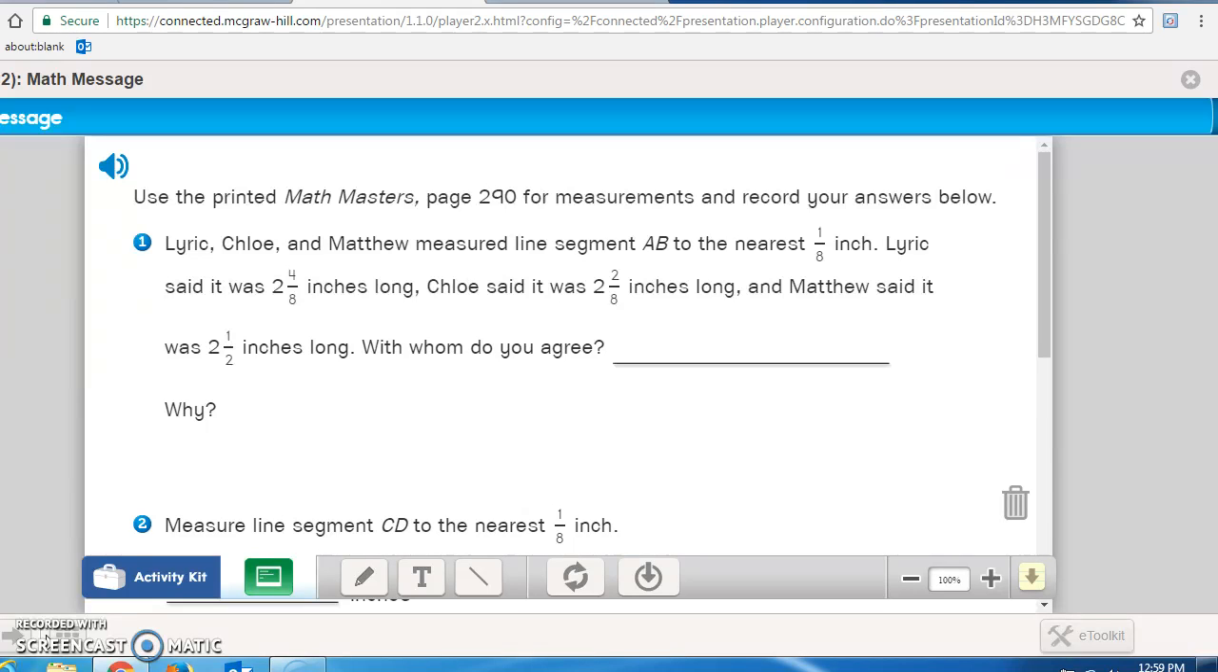How could we find the difference of the lengths between segment AB and line segment CD? Well, again, you just subtract 2 4/8 from 4 7/8. So how much longer is line segment CD than line segment AB? It's 2 3/8 inches longer.